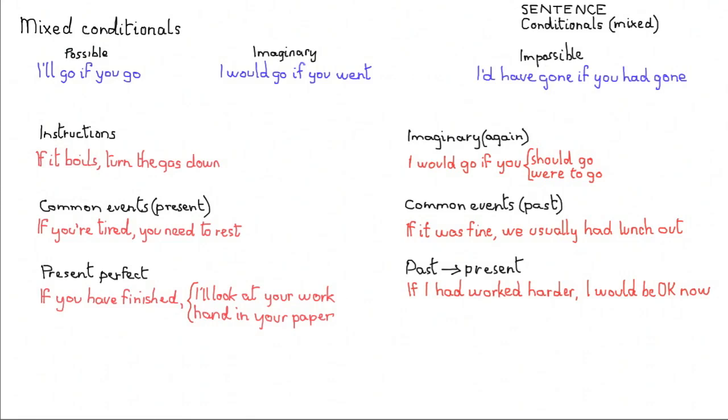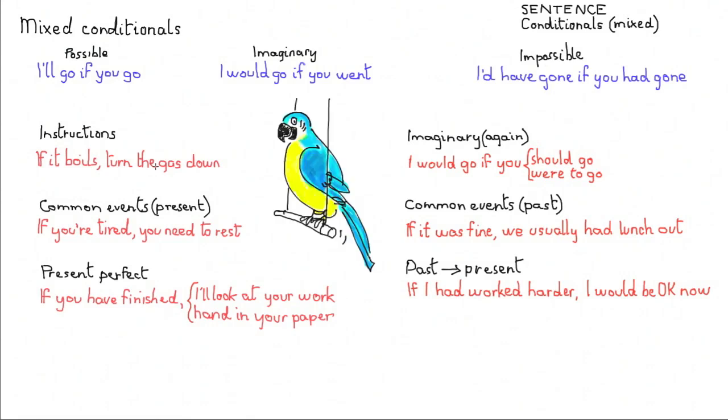Now, just to finish, let's have a look at what Polly thinks about all this. Here she is. And what's she got to say? She's got to say, well, perfect, if only. I've given three basic ways of using conditionals, possible, imaginary, and impossible, and I've given half a dozen variations. But the truth is that the way we use conditionals depends on meaning more than grammar, and any combination of tenses is all right if it makes good sense.